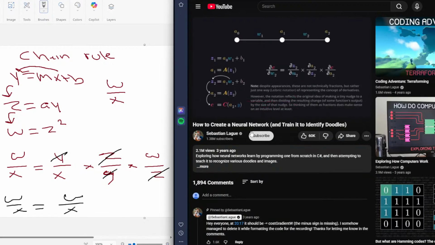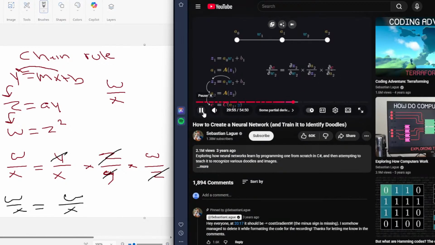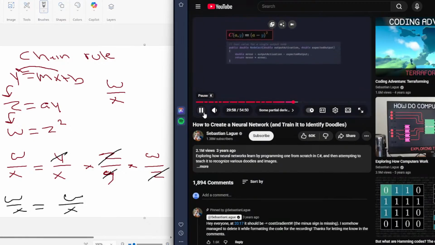Our task now is figuring out what each of these partial derivatives actually is. And let's start with this one on the end. Here's our code again for calculating the cost of a single node. A minus Y: the activation output value, and then this Y is the expected output, so whether it's 1 or 0, I assume. And then squared.